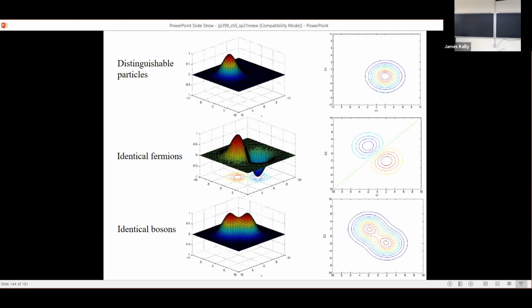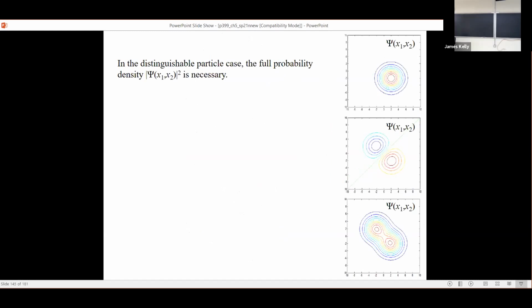And this is a little bit confusing when you look at the probability density as a function of x1 and x2. Again, sometimes people think, oh, are there two different x-axes? No, there's just one x-axis, and both particles live on that x-axis. And perhaps there's a different way of displaying things, and that's what I want to get at here.